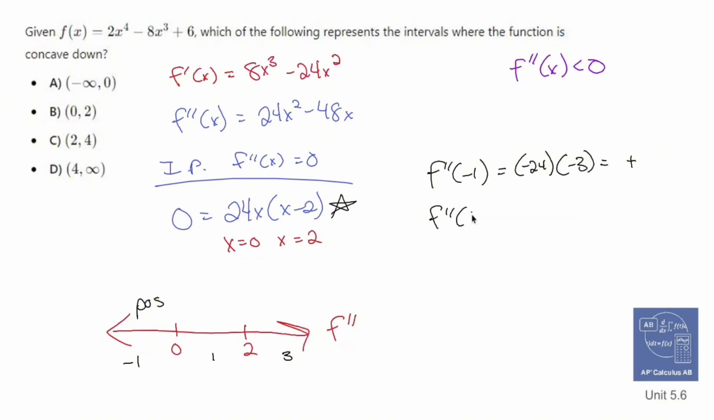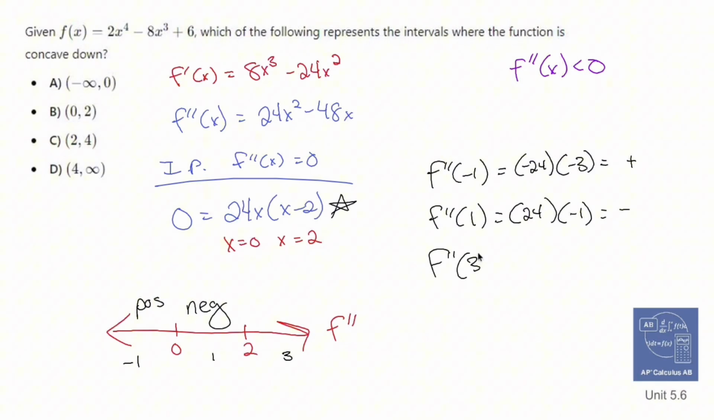F double prime of regular 1 is going to be 24 times 1, which is 24, and 1 minus 2, which is negative 1. 24 times negative 1 is negative 24, which is negative. So far, you are what I want, to quote a song from Grease.